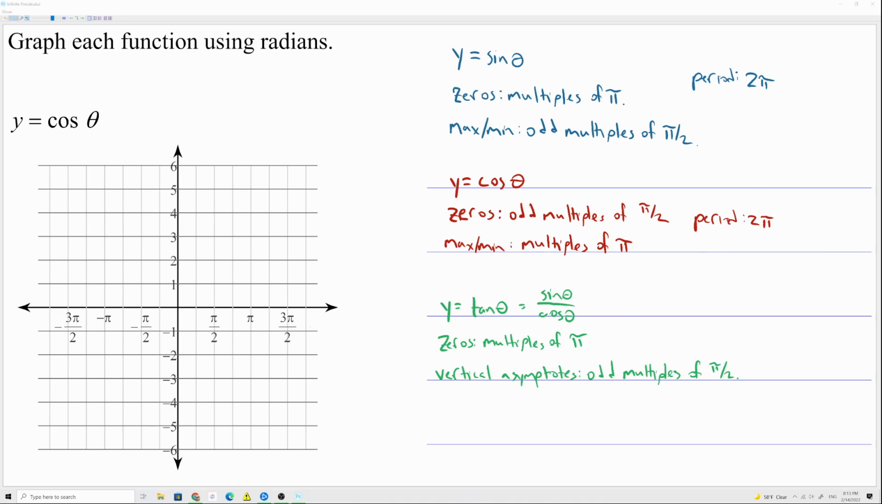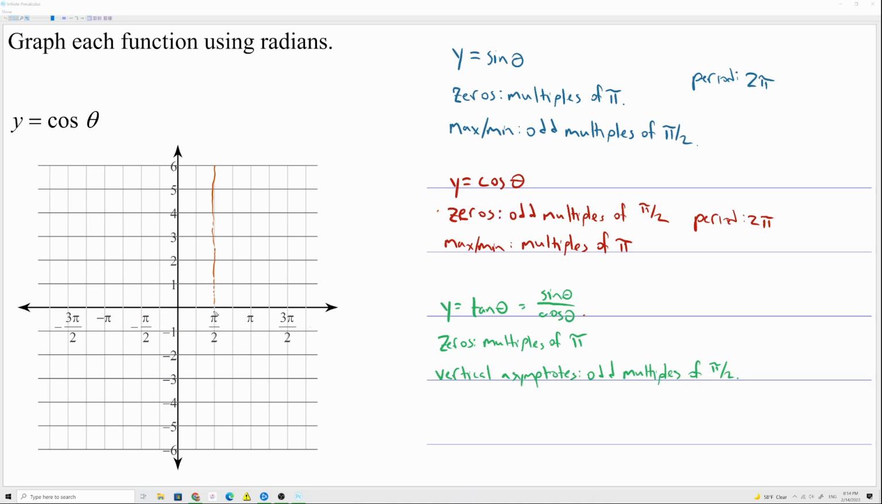If you think to what we know about rational functions that we covered in the first semester, anytime the denominator equals 0, the graph is going to have a vertical asymptote. So here's the chain of logic. Well, where is the cosine function equal to 0? Well, we know that from the unit circle. So at all of the odd multiples of pi over 2, the graph of tangent is going to have a vertical asymptote.